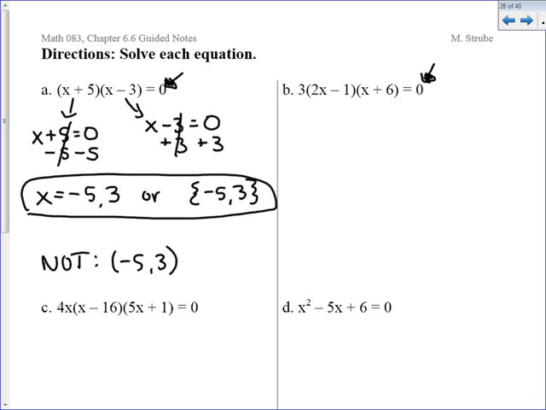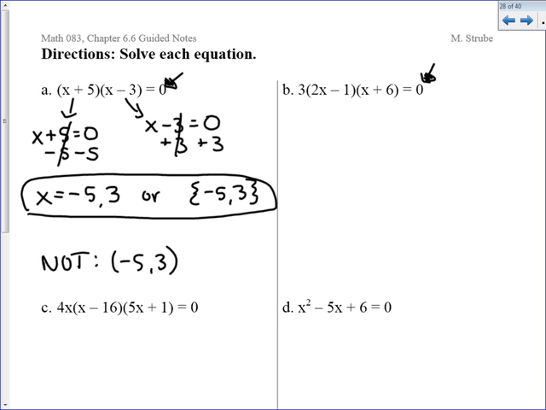I heard a 3. What do you say, Devin? 2? Why do you say 2? You could. It's going to create a little bit of extra work if you do that, but you could. Anyone have any other thoughts? There's something I've been saying over and over about what you set equal to 0. It's got to have something with it if you're going to set it equal to 0.